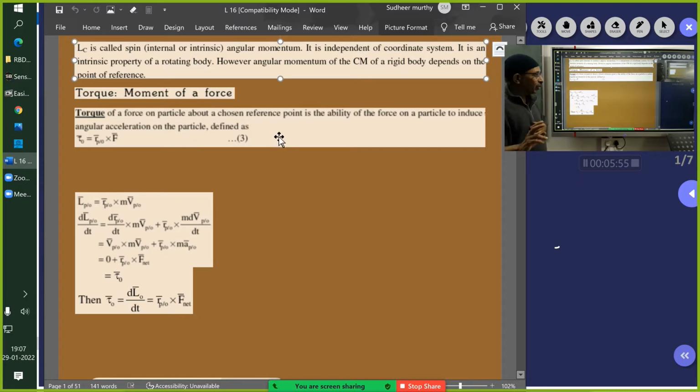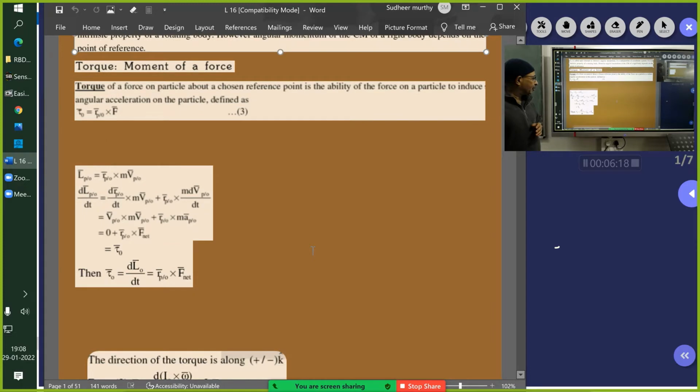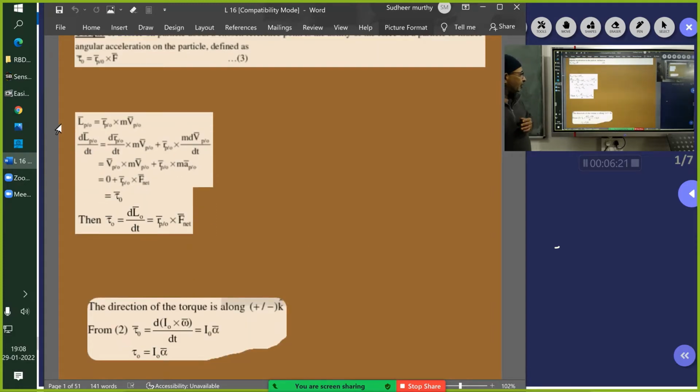So torque is the ability to induce angular acceleration. It is defined on a particle as tau suffix O bar is equal to R suffix P/O bar cross F, as I already defined. So mathematically it is defined like this. Now going further, we already know something like this, right?